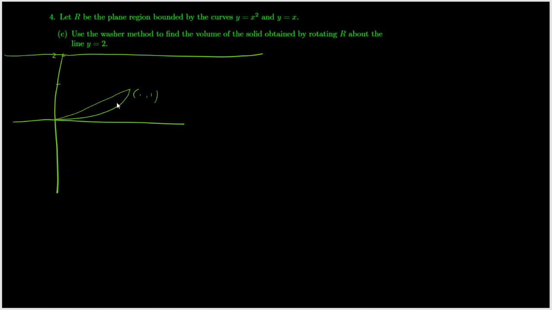In question B, I believe we rotate R, the plane region, around x-axis. So this time you rotate the plane region R around this line. This line has the equation that y equals 2. Y equals a constant is a horizontal line, right?